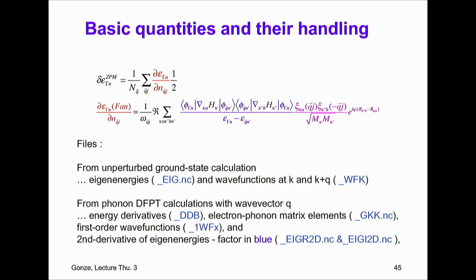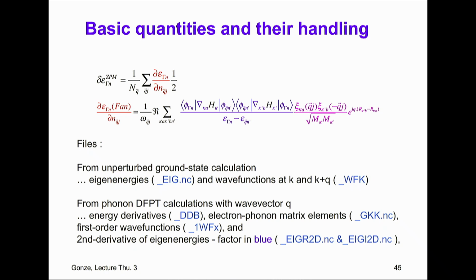and also from phonon DFPT calculations with vector q, the derivative database file that contains the second order derivative of total energy with respect to atomic displacement, but also the electron-phonon matrix element. This is the so-called GKK file that is written in NetCDF that can be looked at, and you can actually work directly with these matrix elements generated by ABINIT if you are interested to develop your own capabilities.